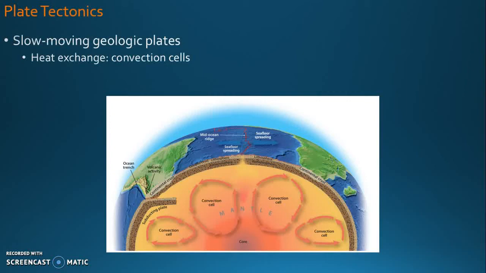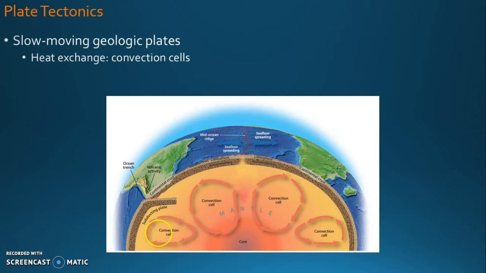The first concept that I want to talk about is plate tectonics. And basically, plate tectonics means that the outer shell of the Earth, called the crust, is actually broken up into pieces. And those pieces move independently of one another. We call each one of those pieces a plate. And what this figure is showing you is why those plates move.